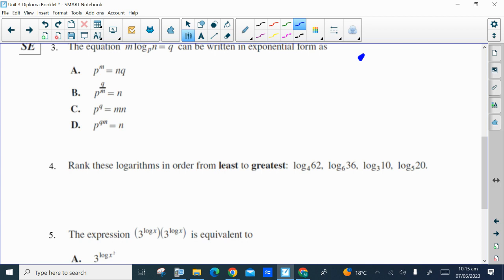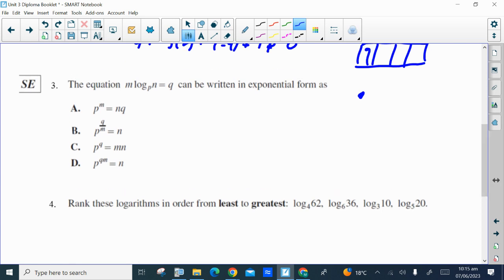Okay. So this next question is an SE, a Standard of Excellence question. Remember, there's always a certain number of questions on the exam that are Standard of Excellence. So you usually have to do more than one step. It involves more than one outcome. Number 3, the equation m log base p of n equals q can be written in exponential form as what?